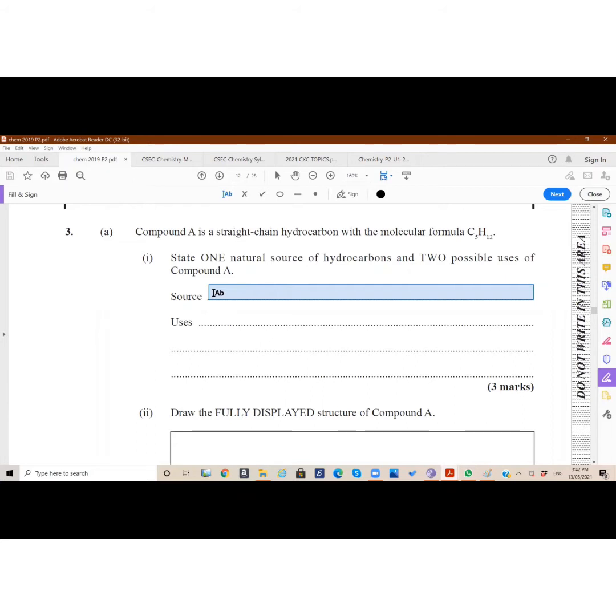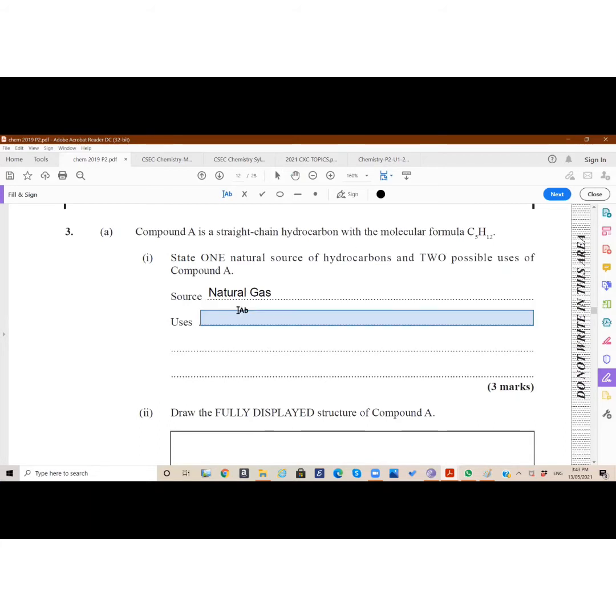So sources of hydrocarbons, that's a topic that'll come. Fossil fuels. Well, more specifically, that's natural gas and petroleum. More specifically, natural gas or petroleum. Remember, you have to state one. Always remember to read and comprehend your question. So you're stating one.